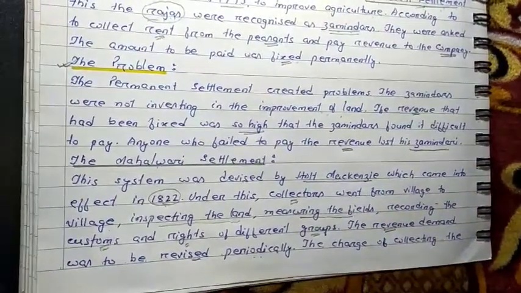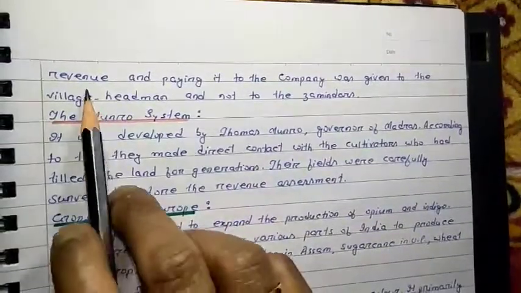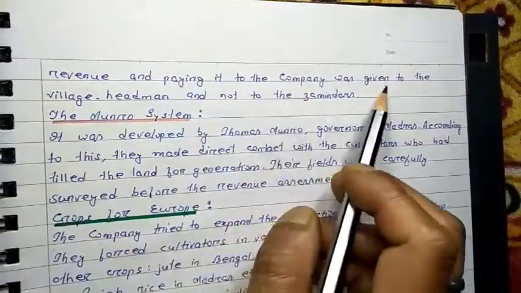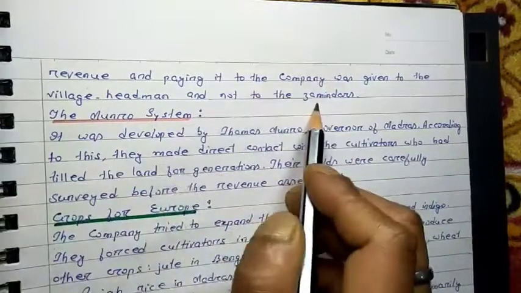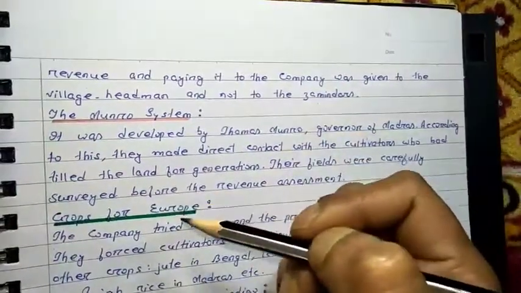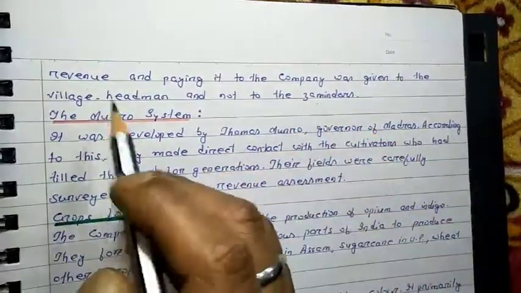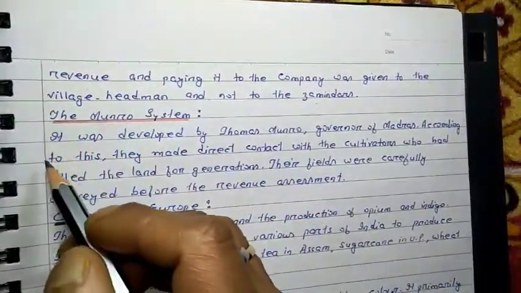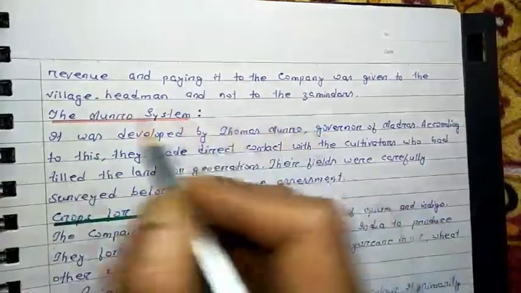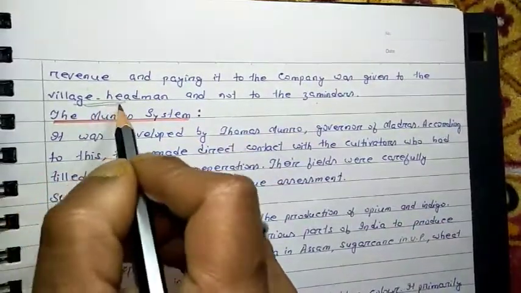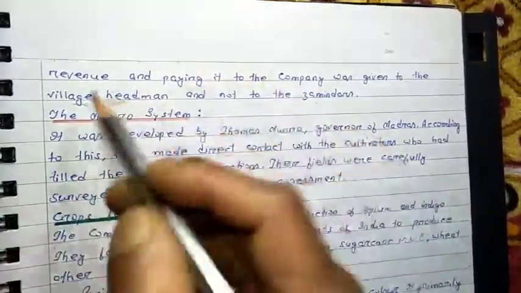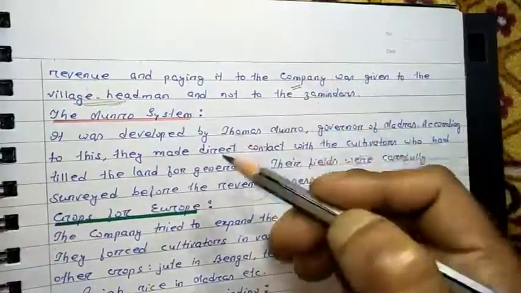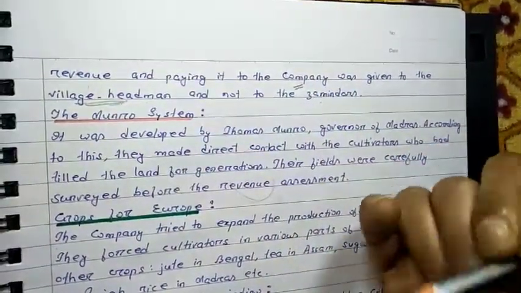The charge of collecting the revenue and paying it to the company was given to the village headman and not to the Zamindars. We have already seen that in the Permanent Settlement the revenue was collected by the Zamindars, but in the Mahalwari Settlement the revenue was collected by the village headman, and then the village headman would give the revenue to the company. So that's about the Mahalwari system.